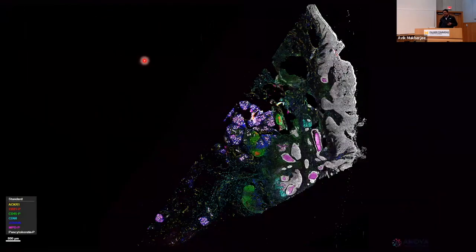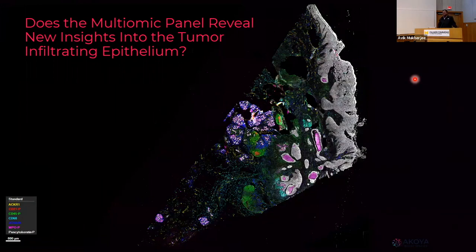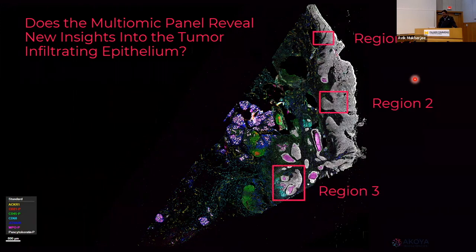I like this pizza slice tissue. I hope people are not getting hungry looking at it. So if you look at this image, this is an image where you have both protein and RNA. And we'll select a few regions to see whether, when you look at the protein signal or the RNA signal, we can see something new in the biology.